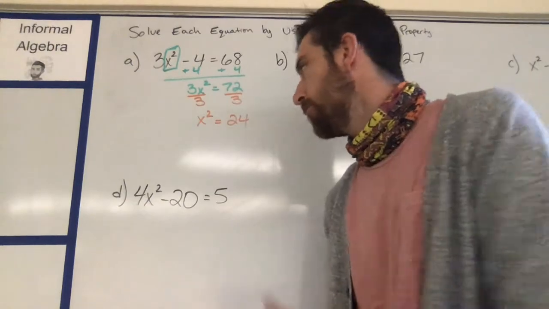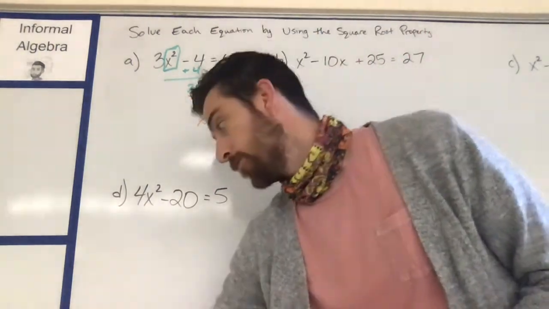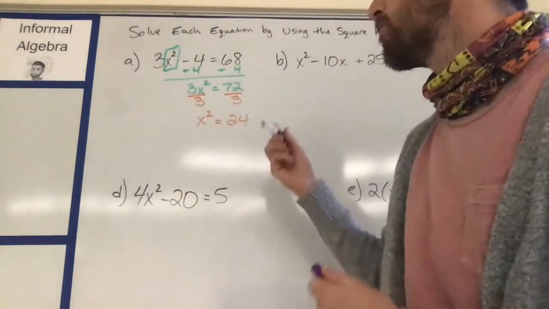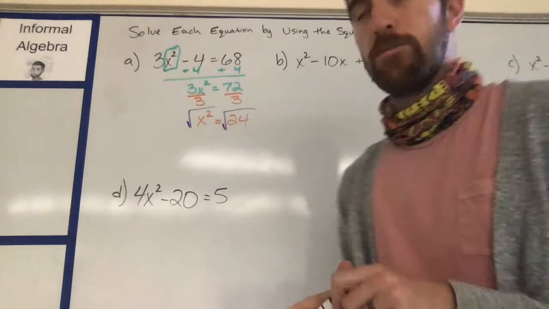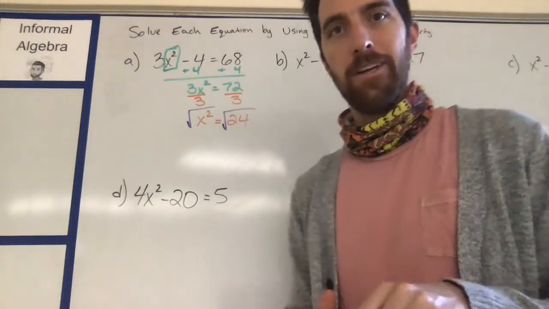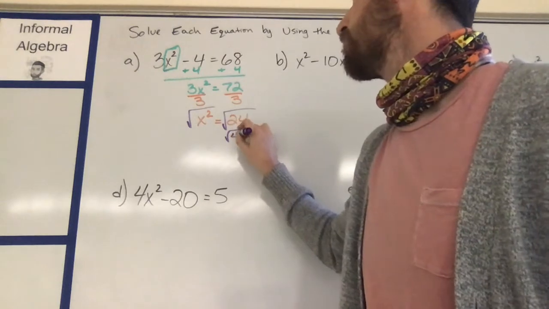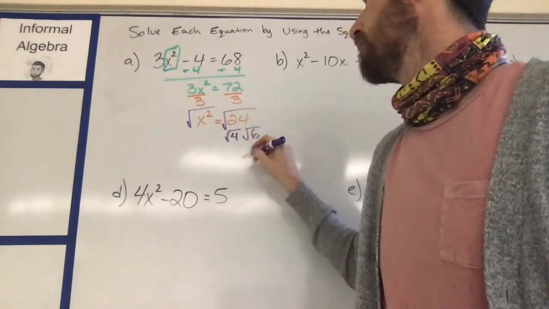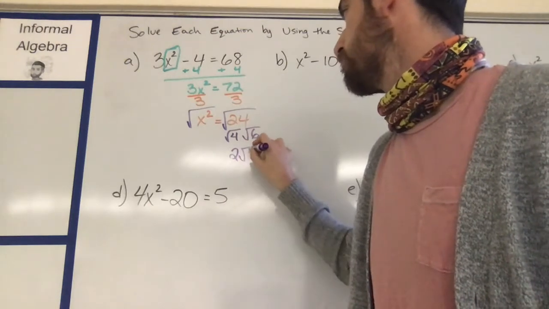And then to undo that x squared, the inverse operation is to square root. So we're going to square root both sides. And this is where what we just practiced with simplifying radicals comes into play, because you're like, oh, perfect square in 24 is 4. It's 4 times 6. Square root of 4 is 2. So we'll have 2 root 6.